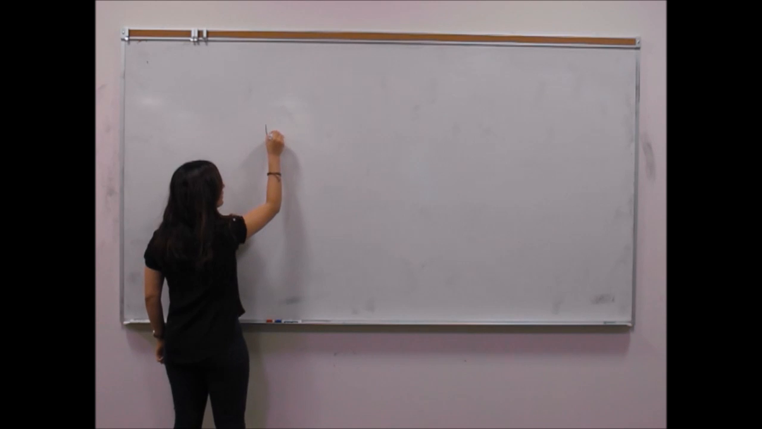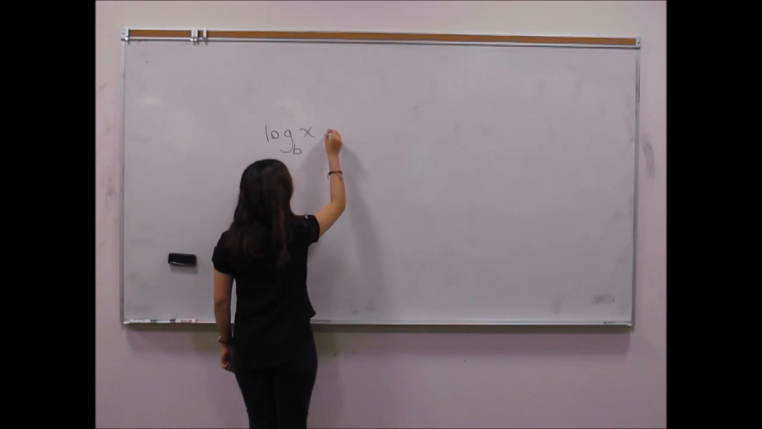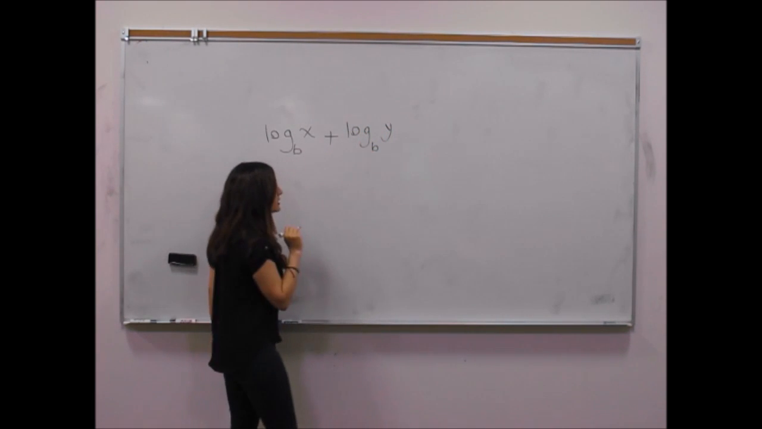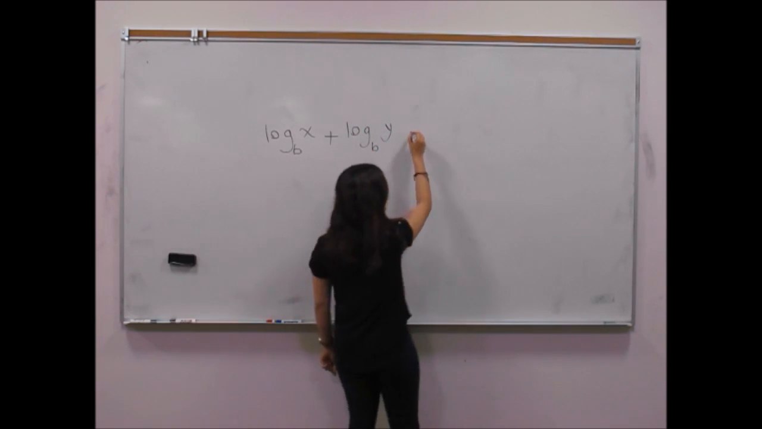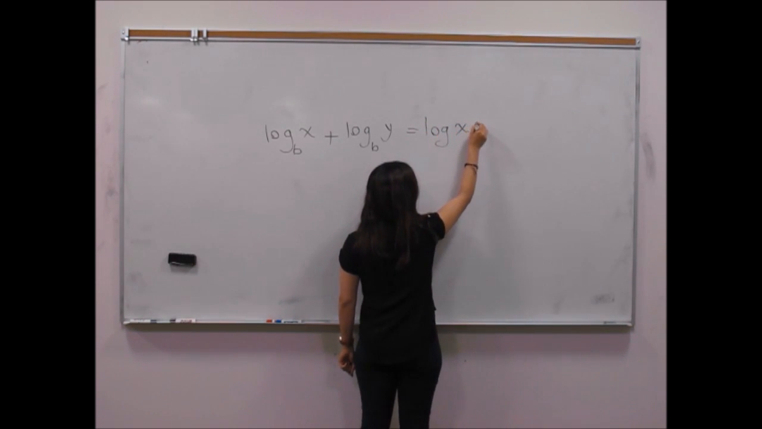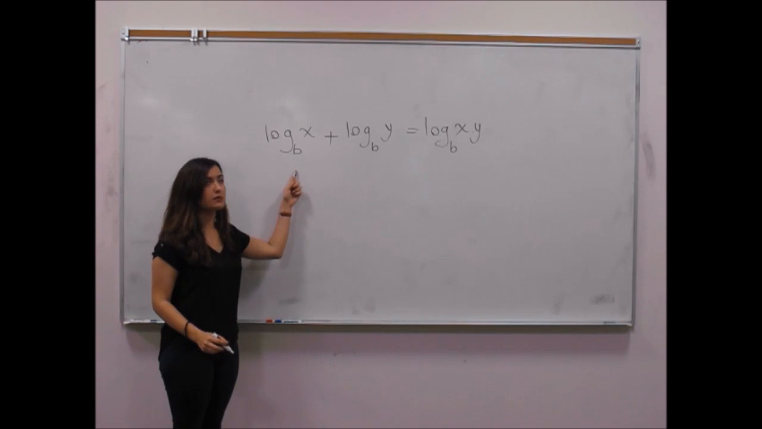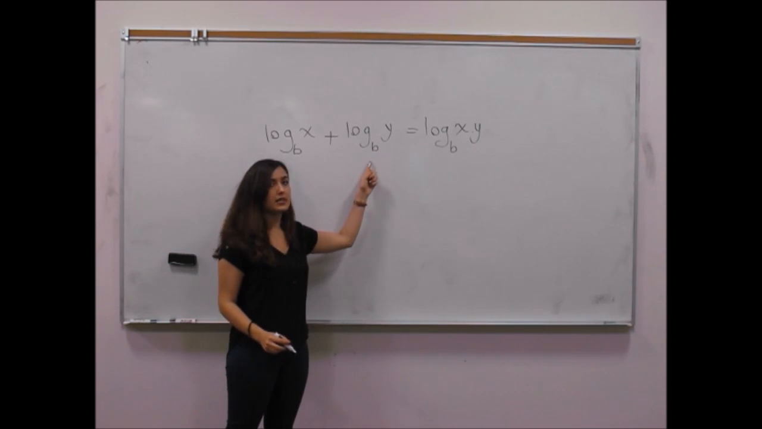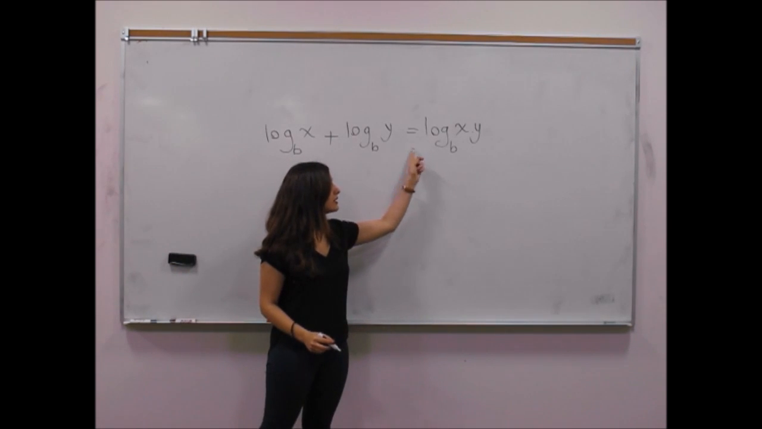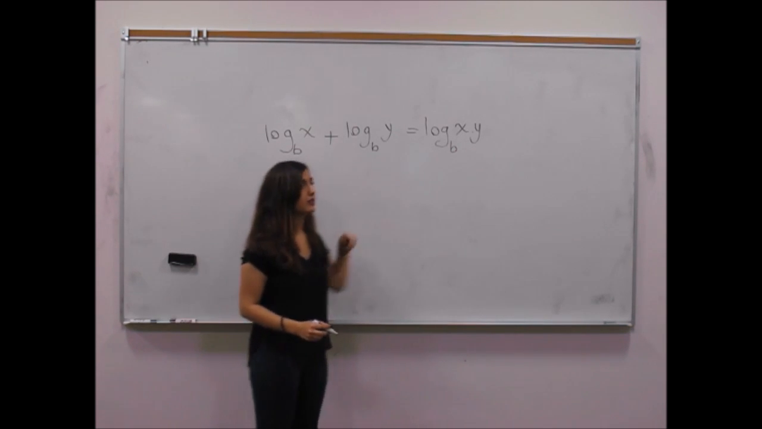If I have log of something with base b plus log of something else with the same base, I can write them as one log and then multiply them together. So when I have log of x with base b and log of y with base b, notice that the bases are the same. I can rewrite this expression as one log and multiply the arguments together with the same base.